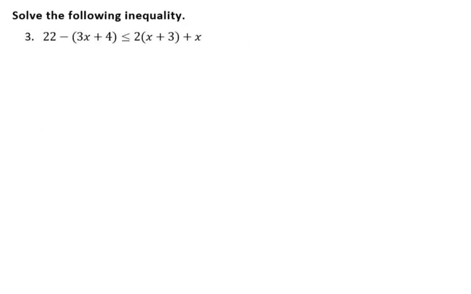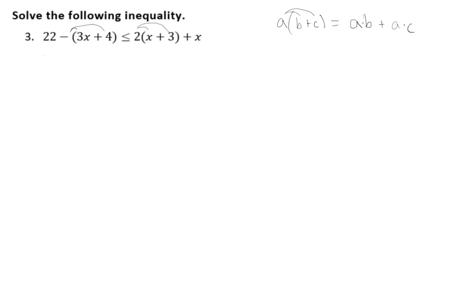All right, so this one has some parentheses, so we need to apply the distributive property. If you don't remember the distributive property, anything in front of a parenthesis must be distributed to everything inside that parenthesis. So that's a times b plus a times c.